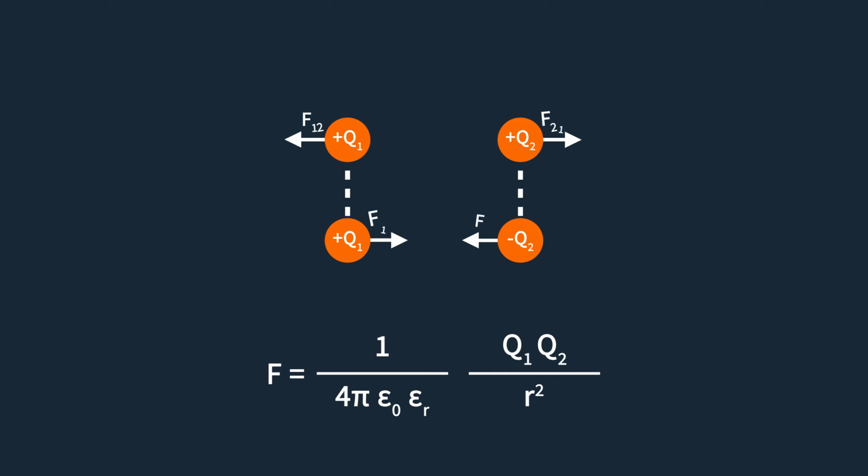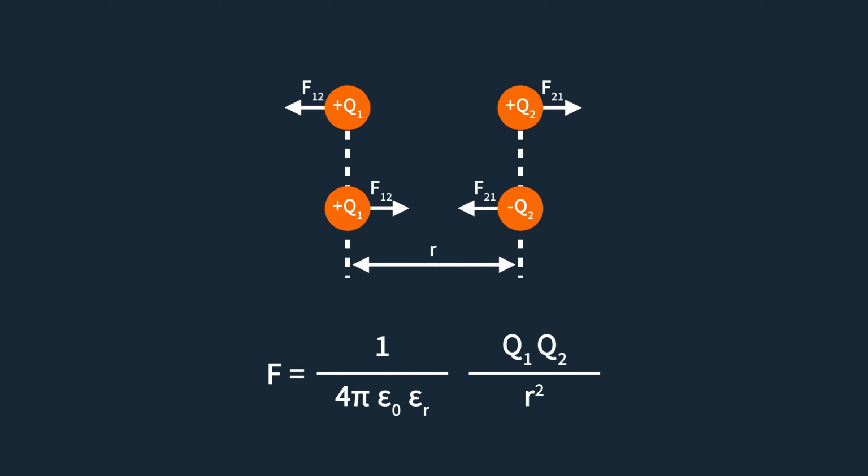Coulomb's law is an equation used to tell us how strong the electric force is between two charges. This equation may look a bit complicated at first, but it is actually quite straightforward. Let's break it down. First, F is the result of the equation, and it states how much the charges push or pull on each other.